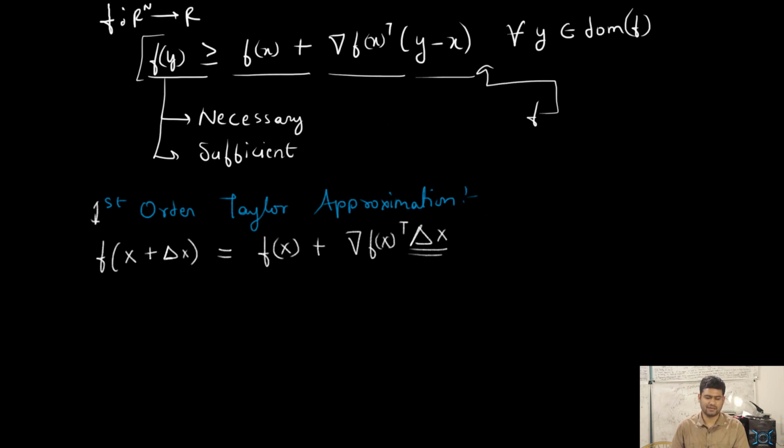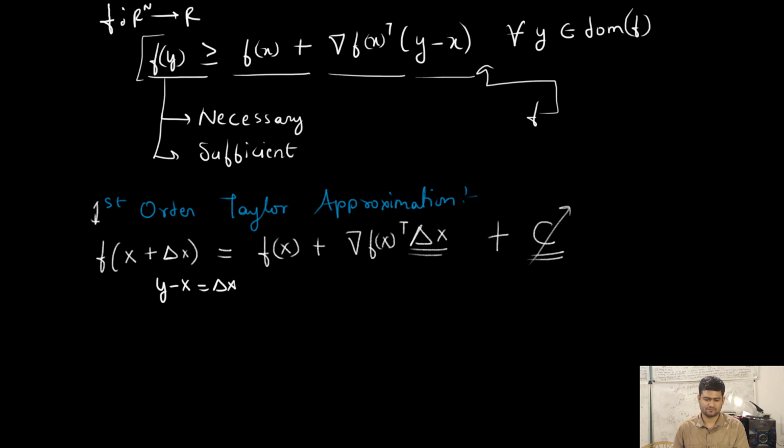So around the point x where delta is small, the first order Taylor approximation of the function is f of x plus the gradient of f of x transpose times delta x plus some constant, right? Since we are considering just the first order approximation, we can ignore this constant. So what the condition of convexity states is that for any y in the domain of f, let's assume that for a sufficiently small delta x, the distance between two points y and x, y minus x, is equal to delta x.